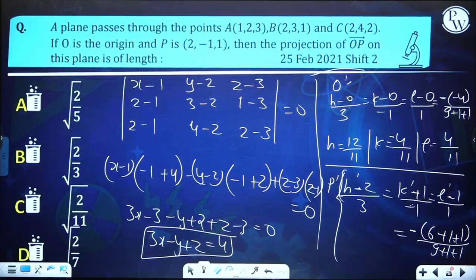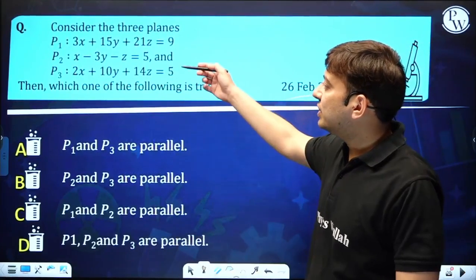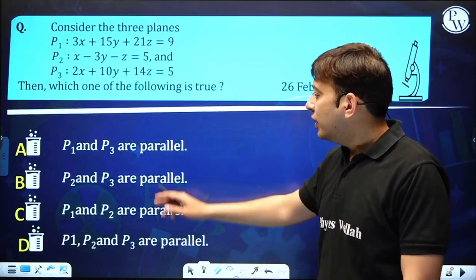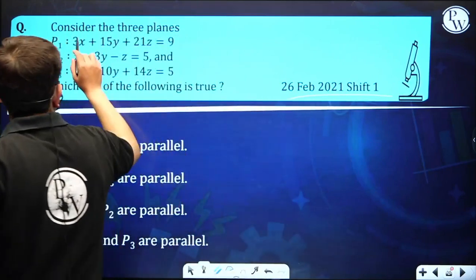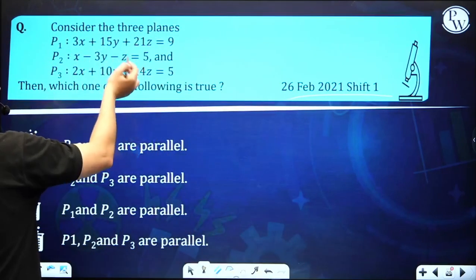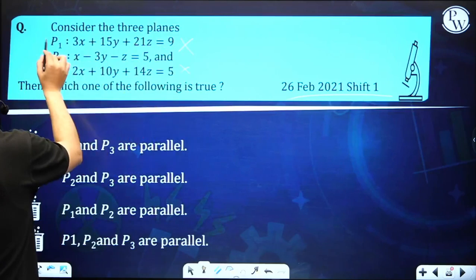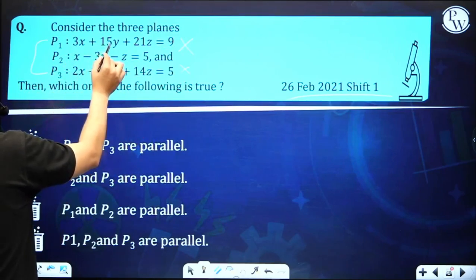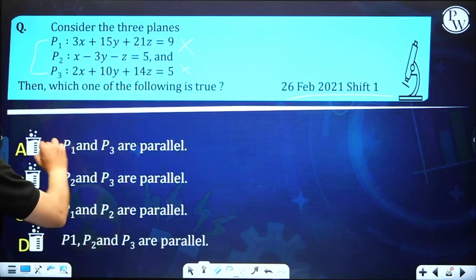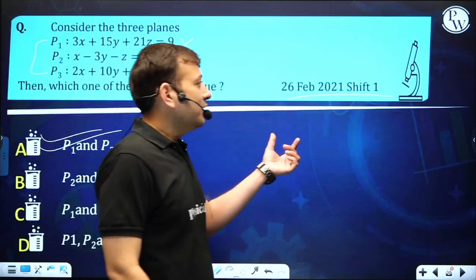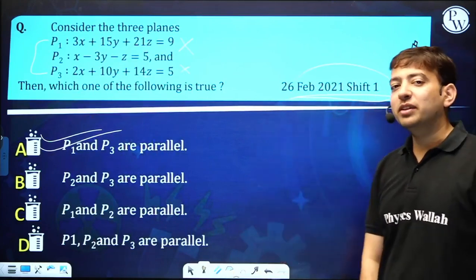Okay. Now, moving on. Again, 2021 question. Consider the three planes, this, this, and this. Then which of the following is true? They are asking parallel. So parallel planes means the direction ratio will be proportional. Sir, 3, 15 by 3 is 5. No, sir. P1 and P2, no. P2 and P3, 1 by 2, 3 by 10, no sir. Now P1 and P3, 3 by 2, 5 threes are 5 twos are, 7 threes are 7 twos are, yes sir. P1 and P3 are parallel. A option, see. Means you don't have to pick up pen also. Asked in 2021, P1, P3 parallel.